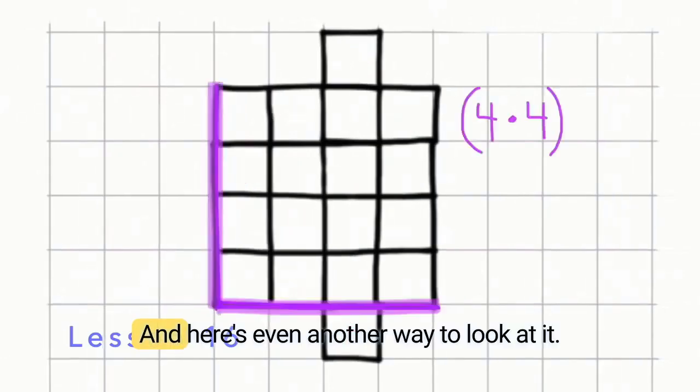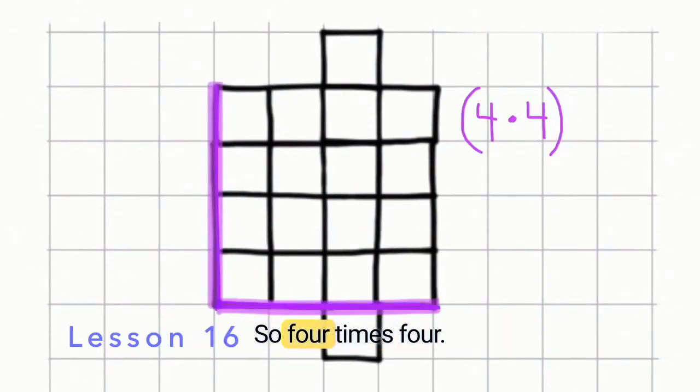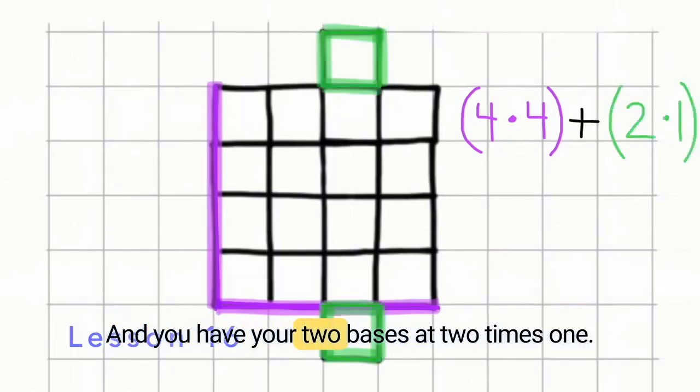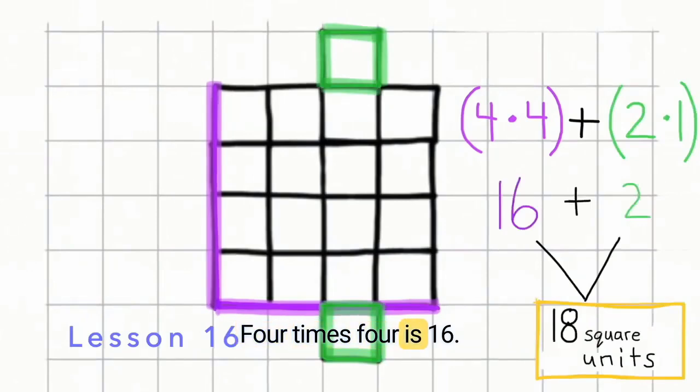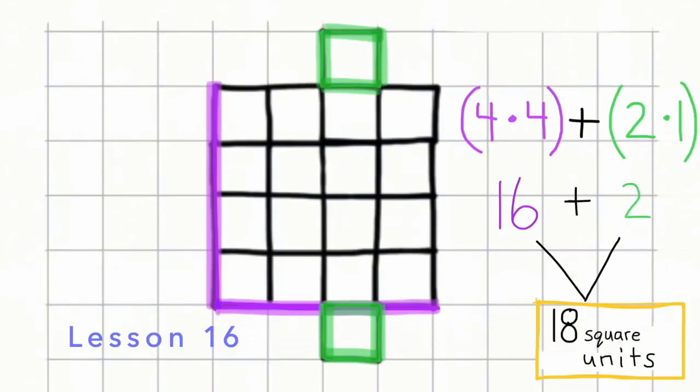And here's even another way to look at it. You have your height of 4 and then you have your 4 sides, so 4 times 4, and you have your 2 bases at 2 times 1. 4 times 4 is 16, 2 times 1 is 2, 16 plus 2 is 18. The total surface area is 18 square units.